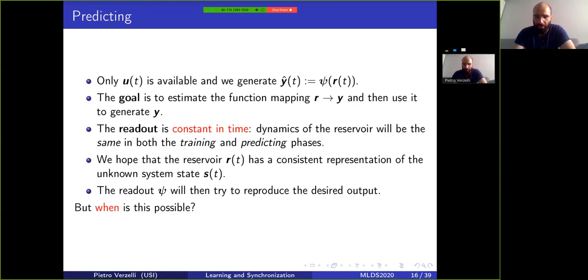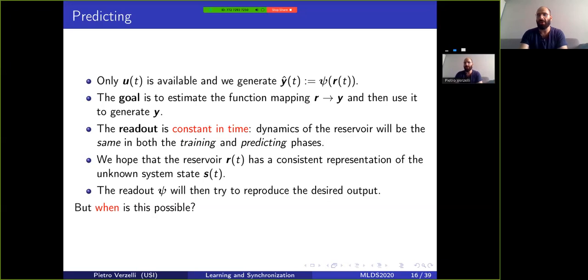But what is really important is that the readout function is constant in time. It's not a time-dependent function. It's fixed. So the only dynamical part is the reservoir, which we hope will encode all the dynamics, right? So the dynamics are encoded in the reservoir, and the readout can only read them out.